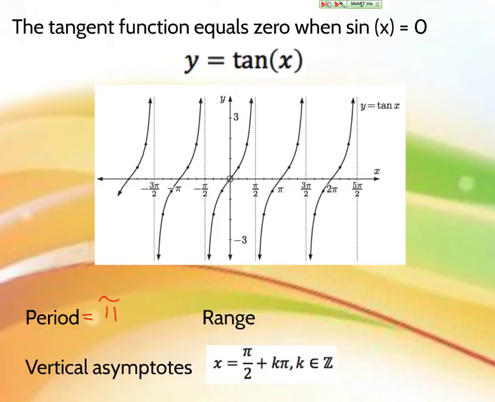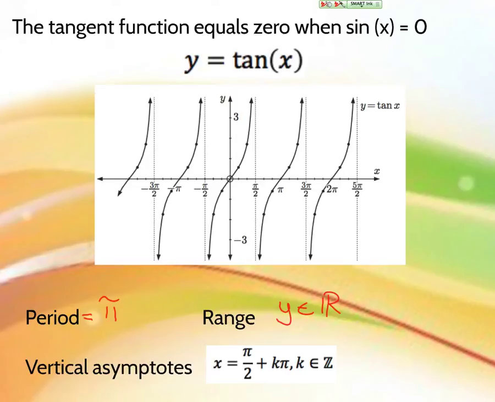Now, we didn't talk a lot about range for sine and cosine, but what's the maximum for just normal sine and cosine? 1. And what's the minimum? Negative 1. So for sine and cosine, the range is between -1 and 1. But we can see here that we keep going up and we keep going down. So my range is actually all real numbers. That's different than sine and cosine, where the range is between -1 and 1.